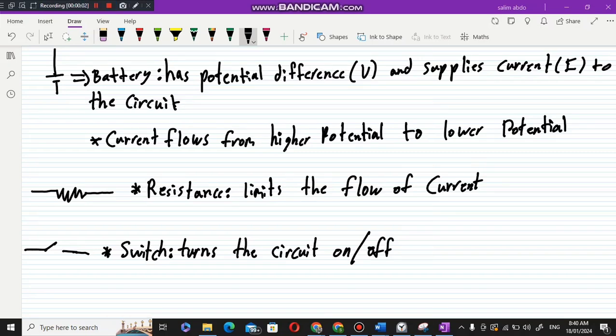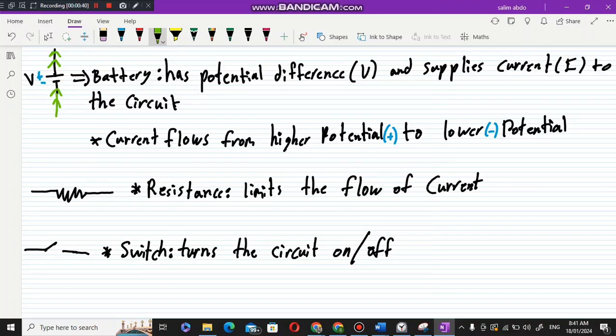Okay, so this lesson is about circuits, but we should introduce some symbols first. The battery has a potential difference V and supplies current I to the circuit. The longer dash is the higher potential, which is the plus. The lower dash is the negative potential, which is the minus. Current flows from the higher potential, from plus, and back to the lower potential, minus. This is the direction of the current flow: it flows this way and returns this way.